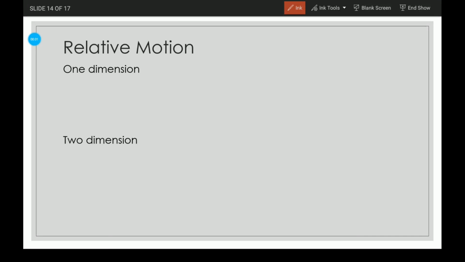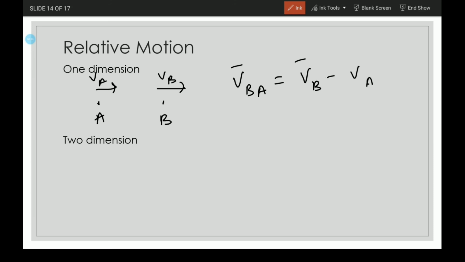So people, relative motion is the last topic of this chapter. So let us begin. Relative motion in one dimension is quite simple to understand. Let this be object A moving with velocity VA with respect to ground. And this is object B moving with velocity VB. So the velocity of B as observed by A, or the velocity of B with respect to A, is written as VBA. This is equal to velocity of B with respect to ground observer, VB, minus velocity of A, or VA.